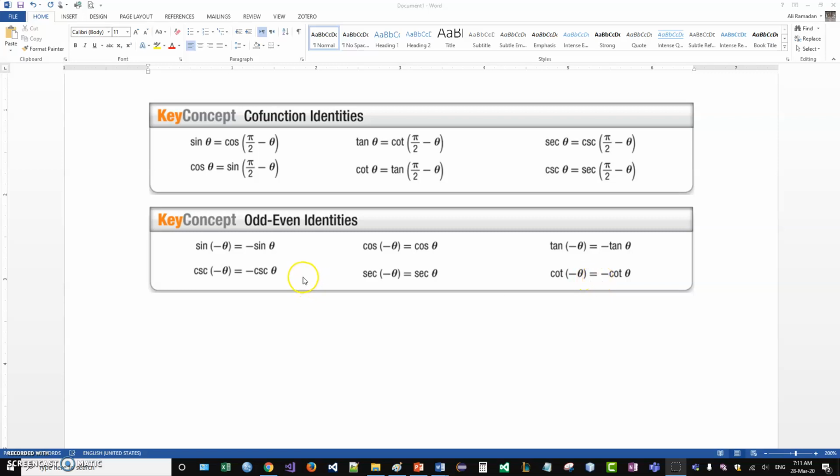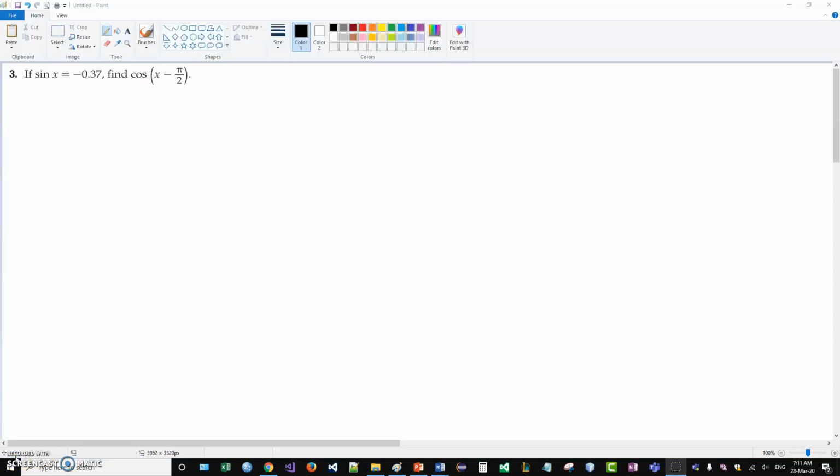Let's see how we can use these in an exercise. Now let's look at this exercise. If sine x equals minus 0.37, find cosine of x minus pi over 2. Now using the cofunction identities and odd-even identities, we can do this. Let's start by looking at cosine of x minus pi over 2.